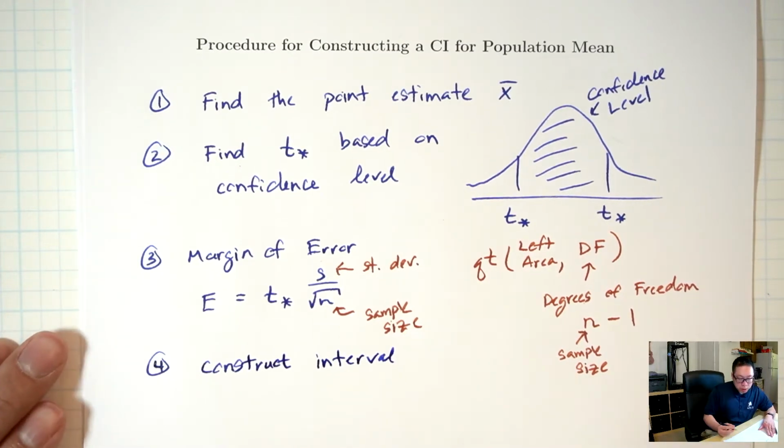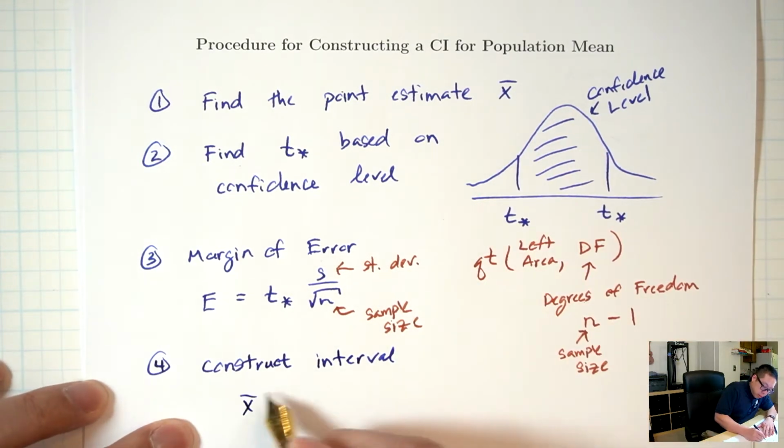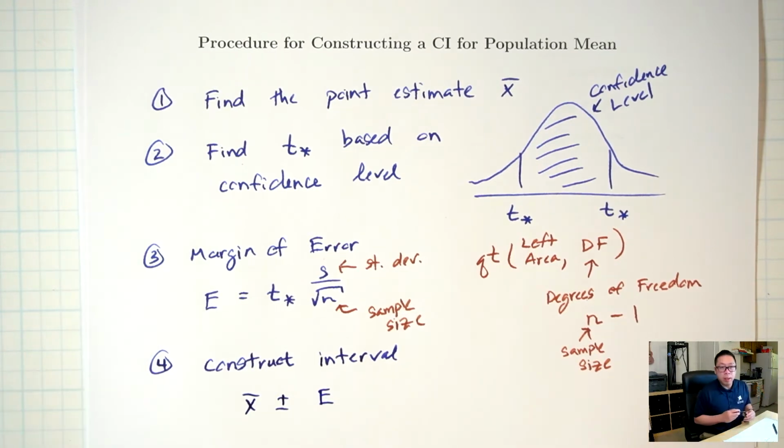In the proportion situation, it was p hat plus or minus the margin of error. Here it's going to be x bar plus or minus the margin of error. And that's the 4-step process for constructing a confidence interval for a mean.